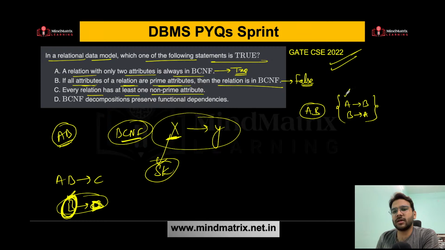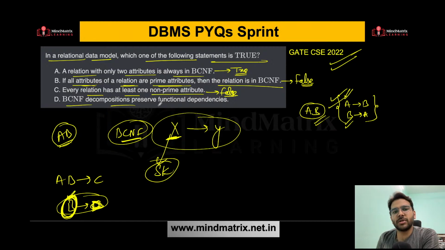Now in this case, A is also a super key, B is also a super key. Yes or no? So there is no non-prime attribute. So this is also false, right? Here it is saying every relation has at least one non-prime attribute. Here this is a relation, but there is no non-prime attribute. So it is not mandatory that every relation will have at least one non-prime attribute. So this is also false here.